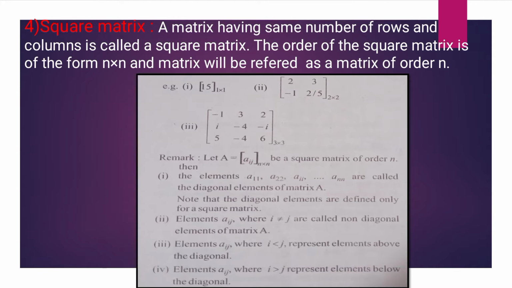Now the second is the elements aij where i is not equal to j are called non-diagonal elements of matrix A. Third is the elements aij where i is less than j represents the elements above the diagonal. Fourth is elements aij where i is greater than j represents elements below the diagonal.